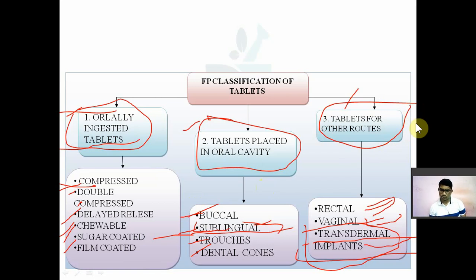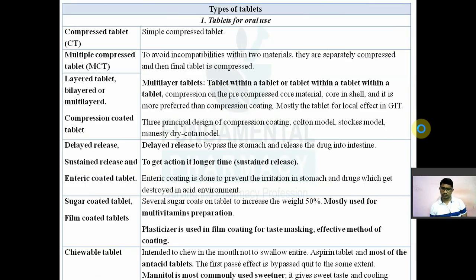Okay, so it is just an overview of the classification of tablets. Next we'll see the types of tablets in a little more detail. Whatever we have said so far was just an overview. Now a little bit in detail. इतना भी डिटेल में नहीं लेंगे कि पूरा का पूरा जैसे सेमेस्टर में होता है वैसा नहीं. Now first, tablets used for oral use.